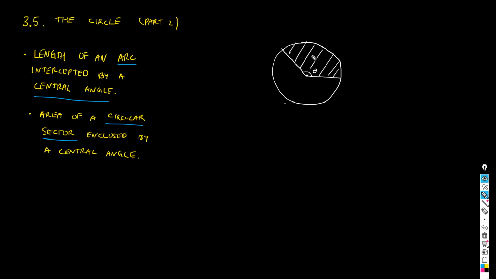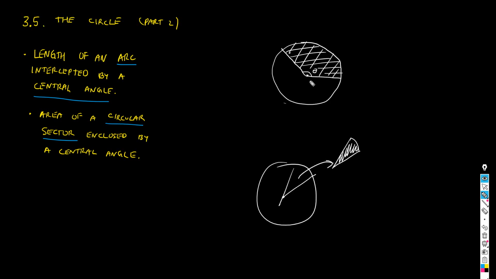It's kind of like a slice of pizza, when you cut out a slice of pizza. This is what is known as a sector of the whole circle. So it's the same here. Any central angle encloses a sector, a circular sector. And that's all this word means, sector. Okay, fine.